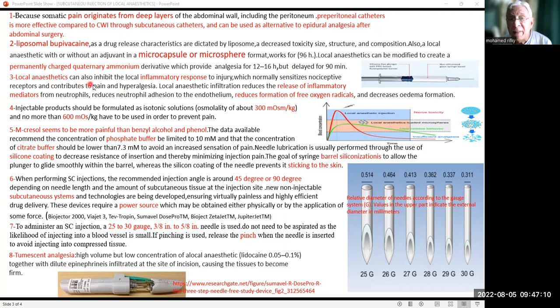The advantage of local anesthesia injection is that it affects the inflammatory response, which normally sensitizes the nociceptive receptors and contributes to pain and hyperalgesia. A local anesthetic reduces the release of inflammatory mediators from neutrophils, reduces neutrophil adhesion to the endothelium, reduces the formation of oxygen radicals, and decreases edema formation. All these are the advantages of giving local anesthetic subcutaneously.